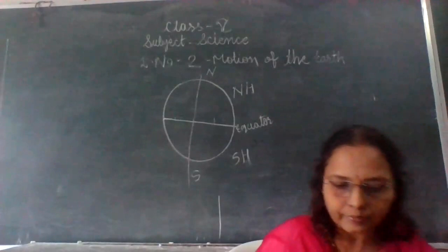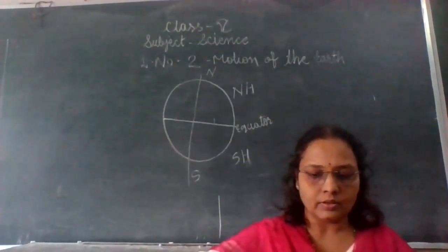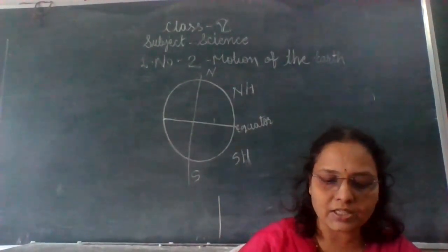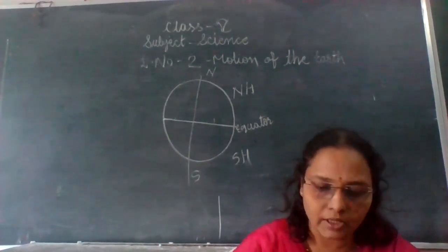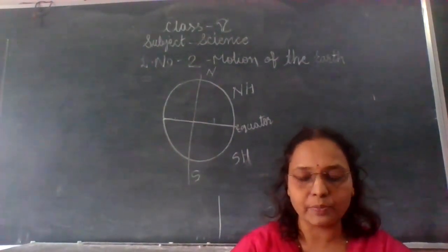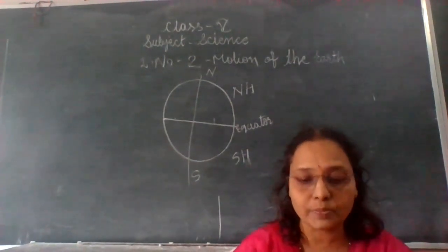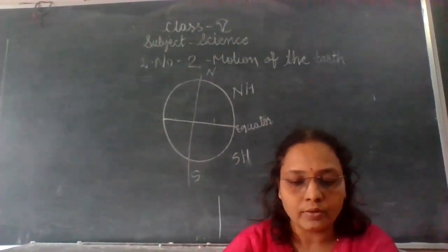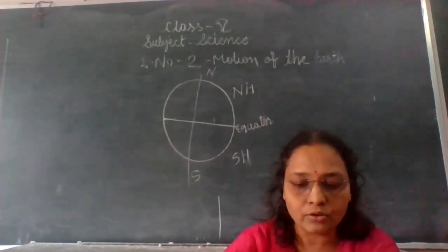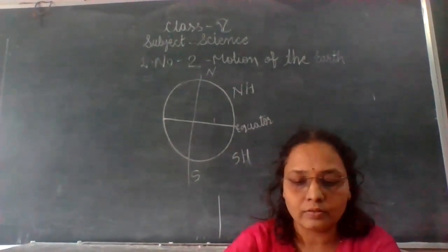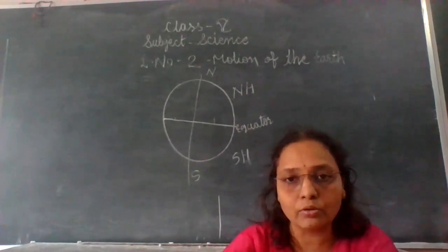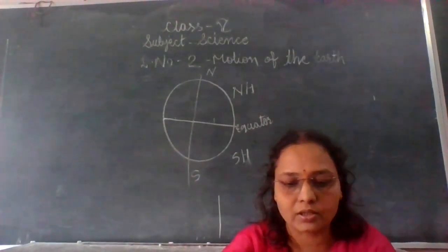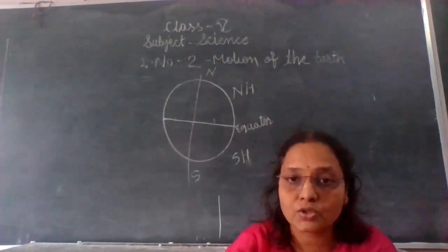So let's see. It divides the earth into two equal parts. This imaginary circle is called the equator. The two equal parts it makes of the earth are the northern hemisphere and the southern hemisphere. Do you know the globe that shows the structure of the earth? It rotates from west to east.